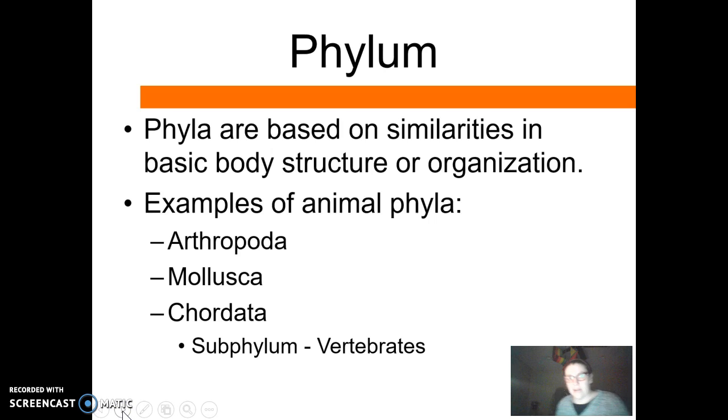We're going to start breaking that down into some smaller groups. And the next level is called the phyla. So you get sorted into this group based on similarities in basic body structure or the organization of the animal. So some examples of animal phyla are arthropods, mollusks, and chordates. So arthropods are animals like insects, spiders, lobsters, crabs, animals that have an external skeleton. So any animal with an external skeleton goes in Arthropoda.